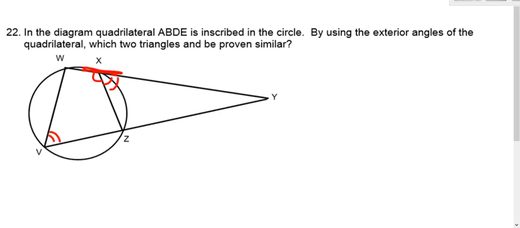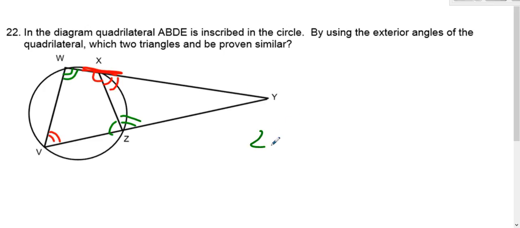You can apply the exact same concept over here. This angle at Z is supplementary with angle W. So is this side of Z. That's also supplementary. So that means W and XZY are also congruent. So we have angle-angle similarity amongst this large triangle.